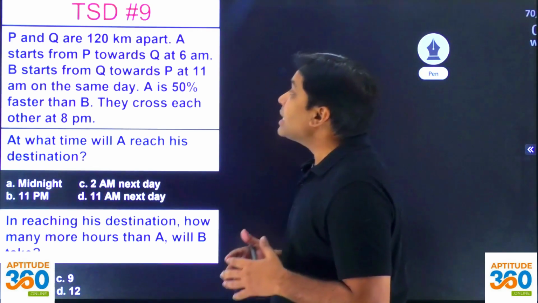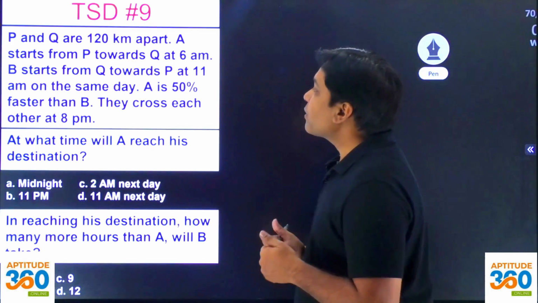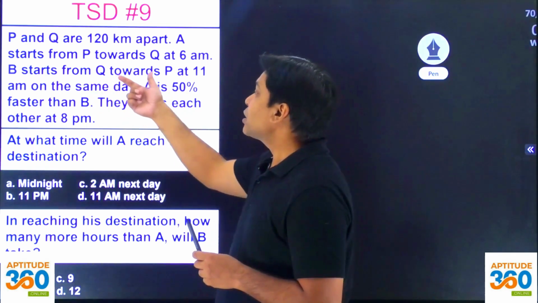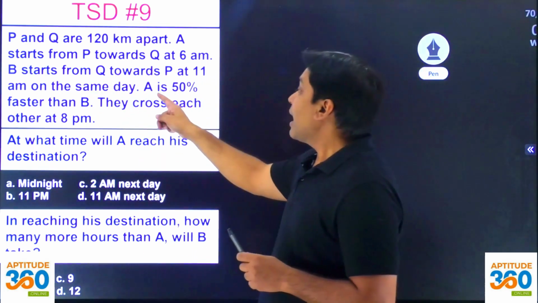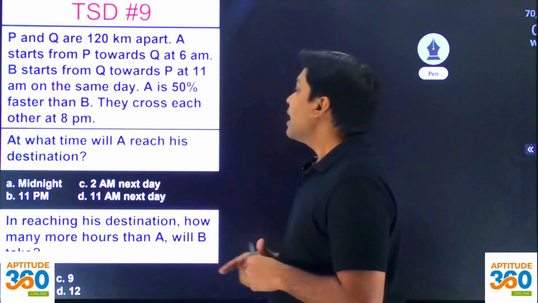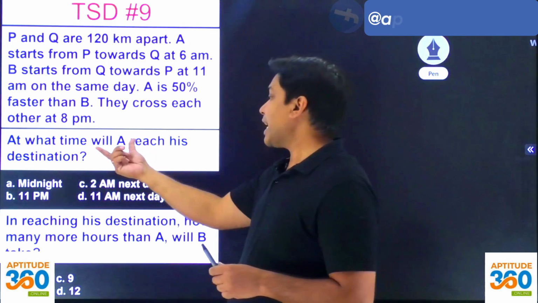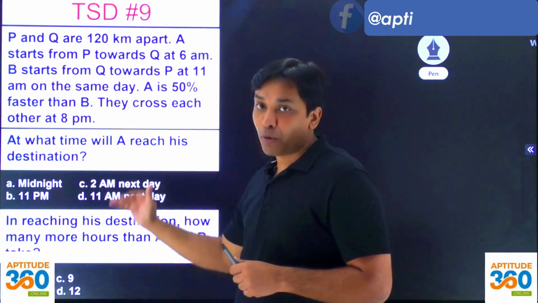It says that P and Q are 120 kilometers apart. A starts from P towards Q at 6 a.m. B starts from Q towards P at 11 a.m. on the same day. A is 50% faster than B. They cross each other at 8 p.m. At what time will A reach the destination? So these are the two problems that we need to solve.